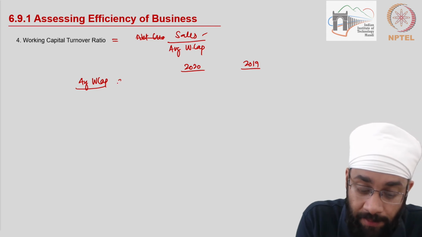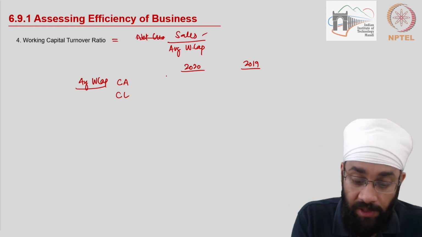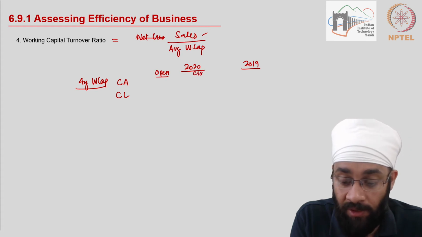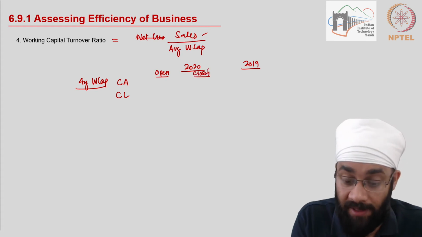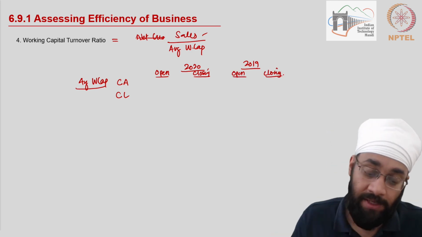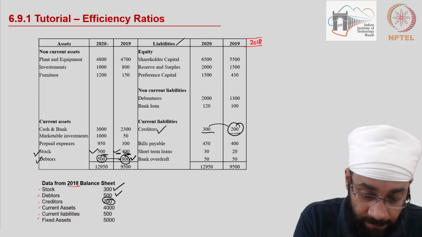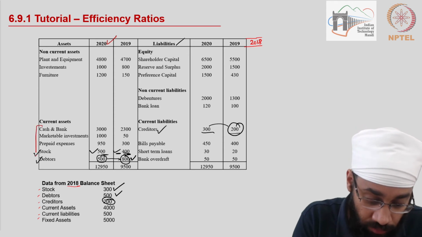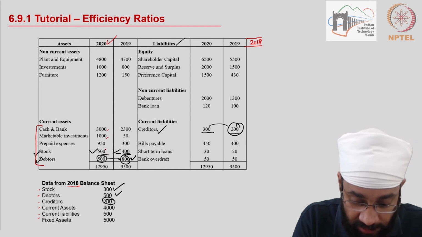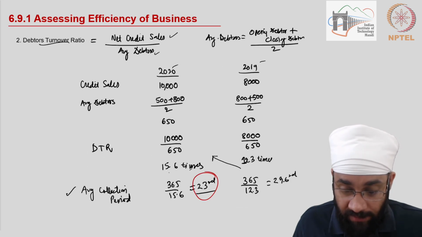Working capital is made up of current assets and current liabilities in a given year. So we need to figure out the opening balances and the closing balances of current assets and current liabilities, in both years as well. Opening balance and closing balance. So current assets in 2020 are the total of all of these, and this comes out to be 5950.